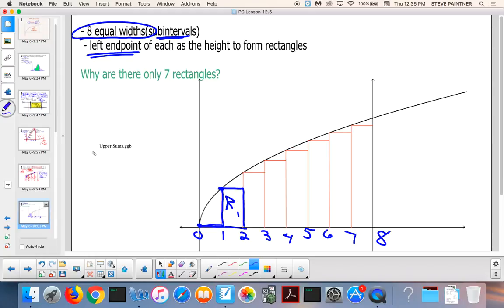2 and 3, hit it, over, down. 3 and 4, pick 3, hit it, come down to 4. As I keep going, how many rectangles do I form? This would be rectangle 7. Why are there only 7 when they said 8 equal widths? The first one did not create a rectangle. So is this all wasted space here? Yeah, it's all wasted.